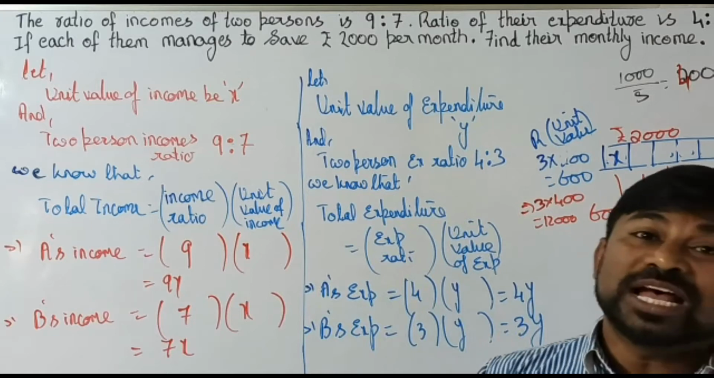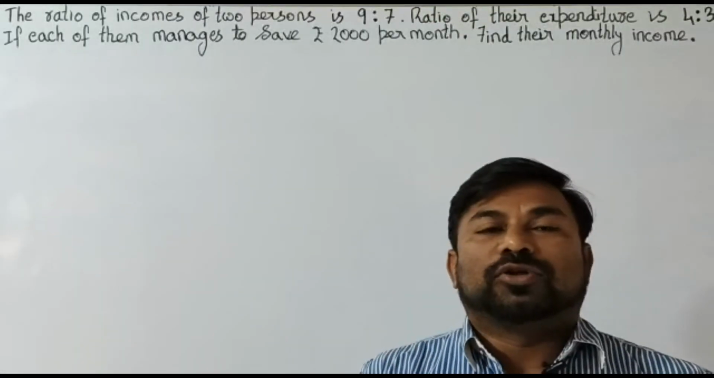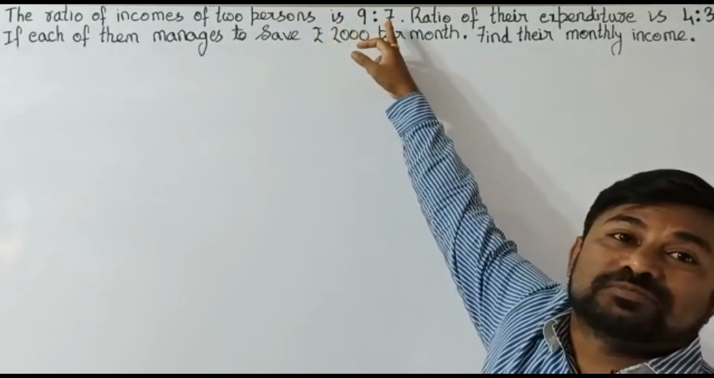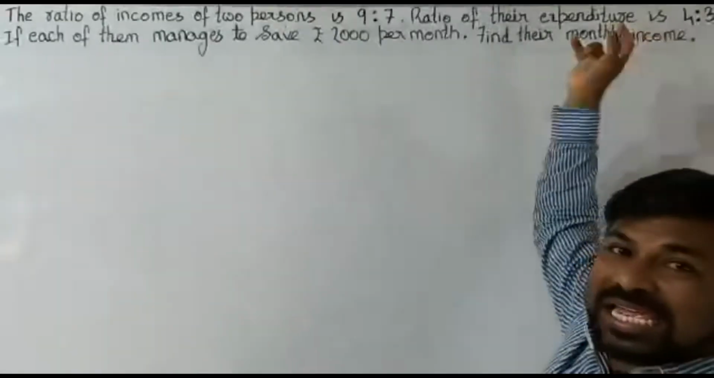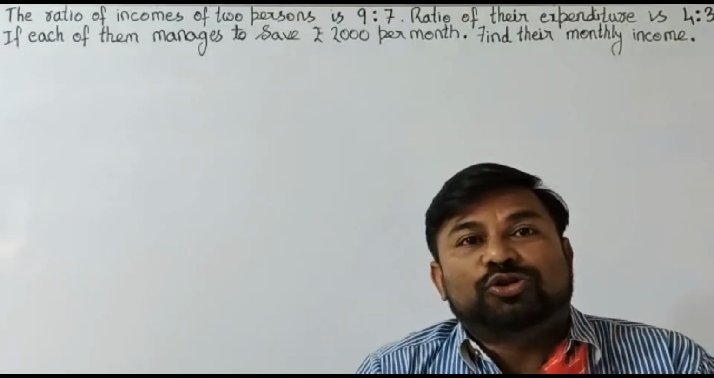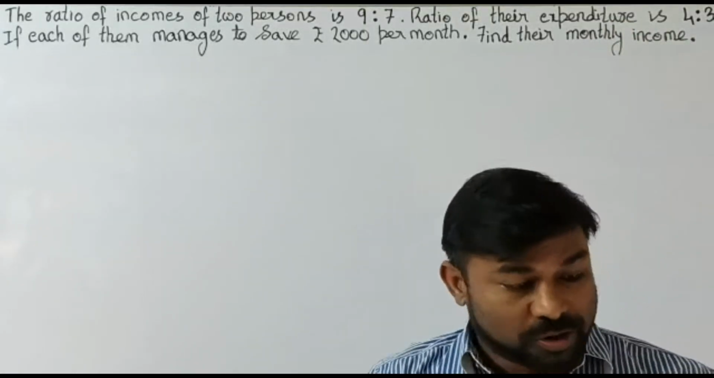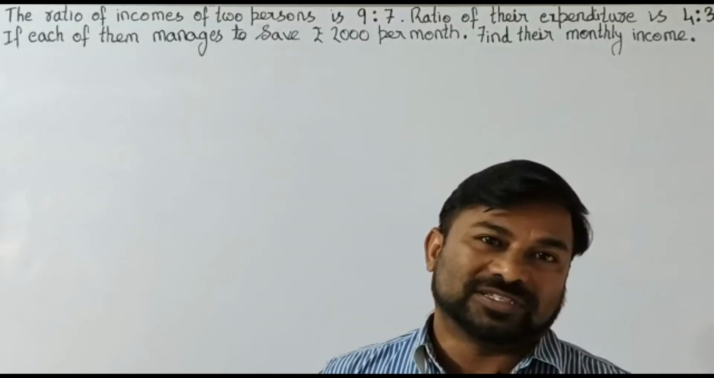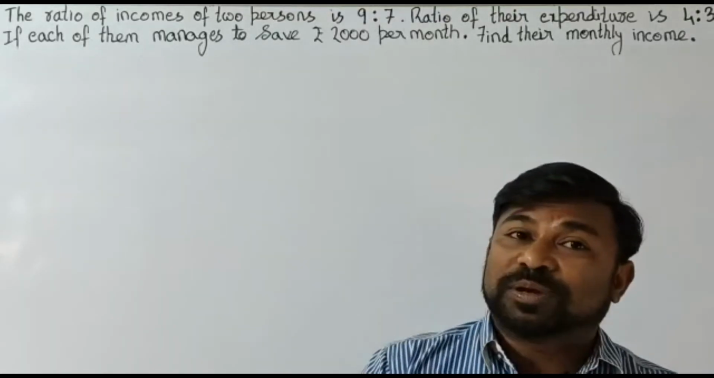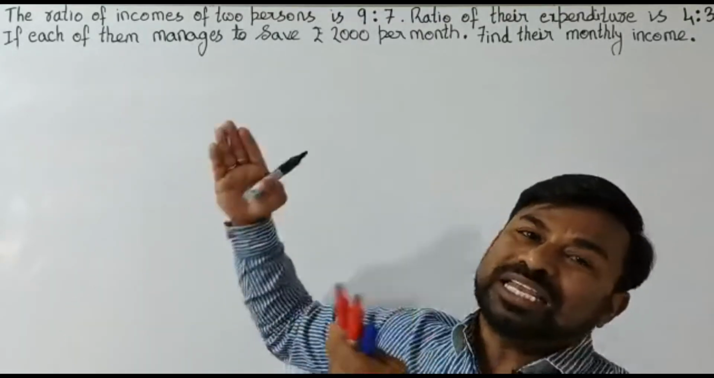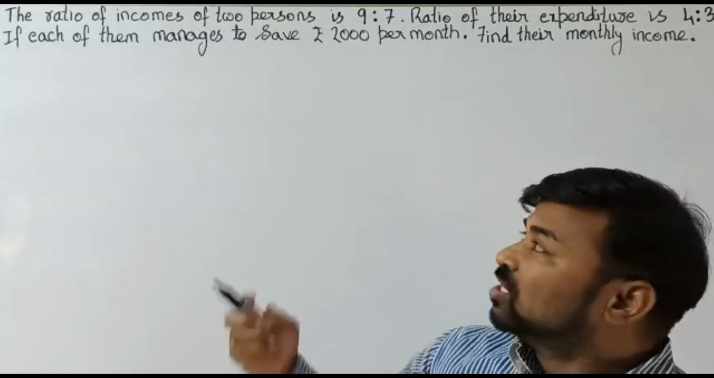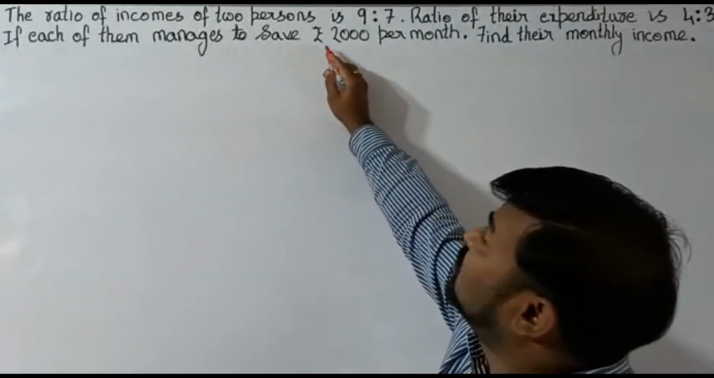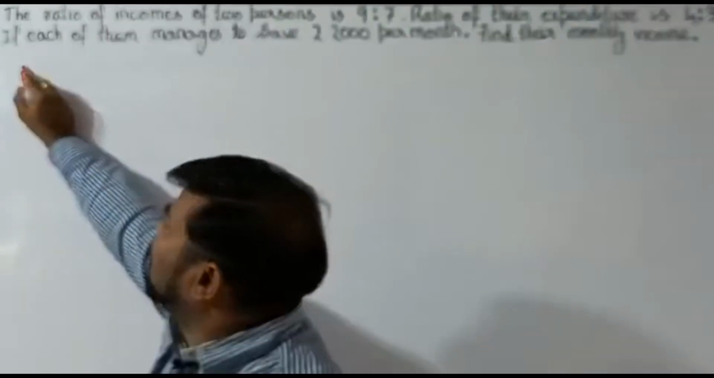Now we got the ratios. So 9x is A's income, 7x is B's income, 4y is A's expenditure, 3y is B's expenditure. But now, after income and expenditure, please focus on savings. Why? Because income minus expenditure is savings. So what has he given in the question regarding the savings? Each of them saves 2,000. That is what is given.